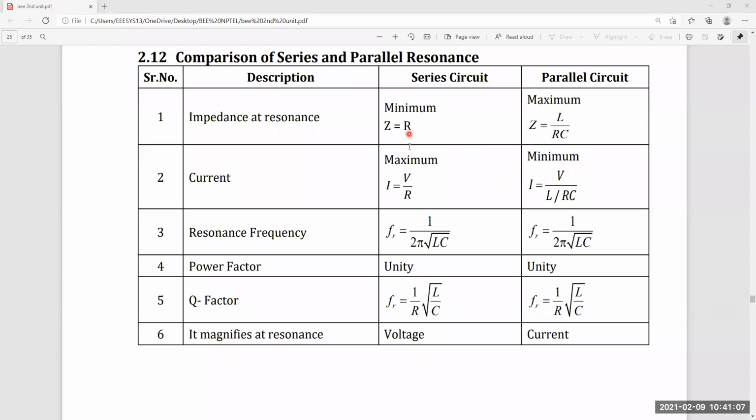So that's why, in the series circuit, current is maximum. That's why this series RLC circuit is called a current acceptor circuit.